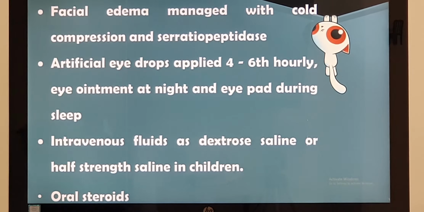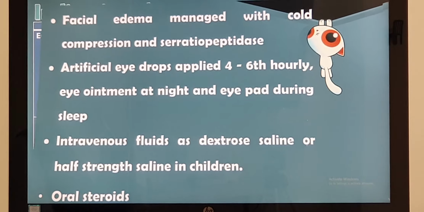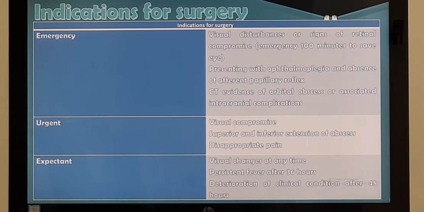Oral steroids are usually not given, but there are a few indications for that, especially when there is loss of vision, when there is optic nerve involvement. There we will start with oral, or maybe we will straight off start with dexamethasone or methylprednisolone steroids. Now the indications for surgery.